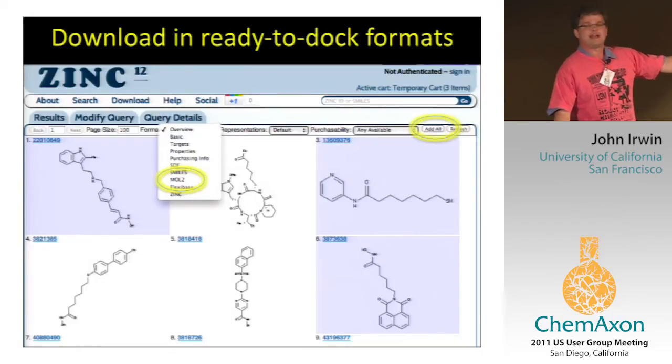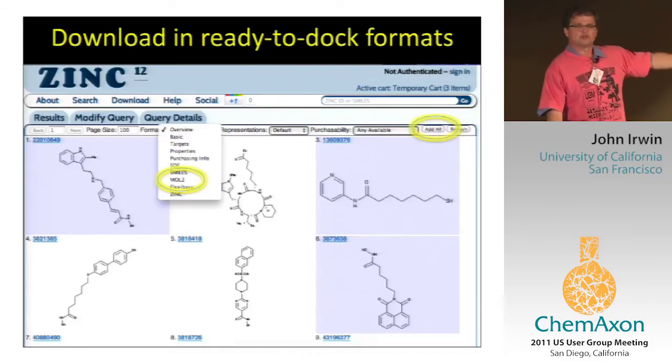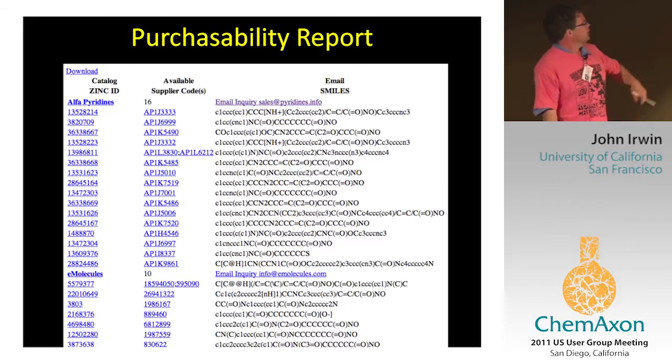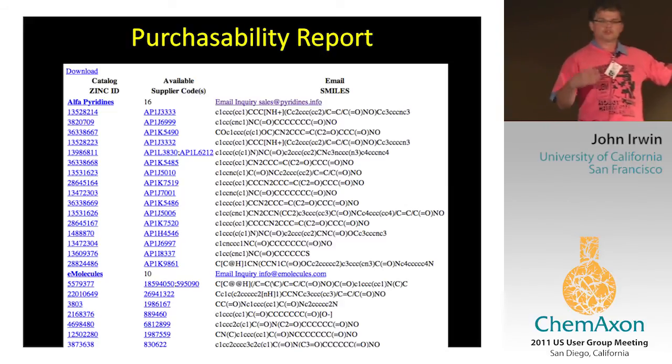So now I'm going to click on Add All. And I'm going to add everything on the page. And in fact, I think there's about 30 molecules. So we're going to add them all into our shopping cart. And then when we go to the shopping cart, there's a purchasability button.